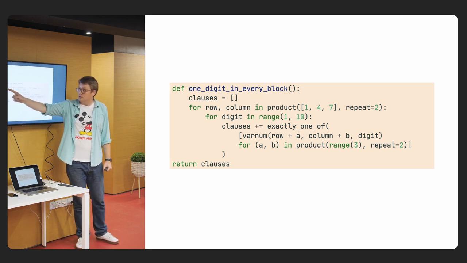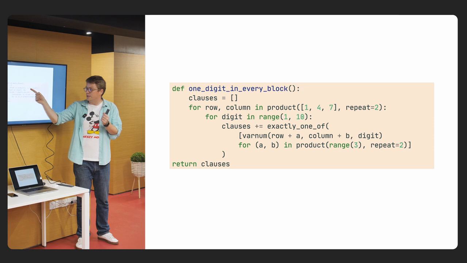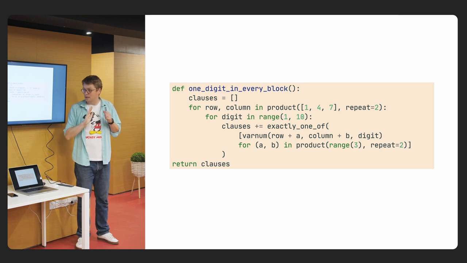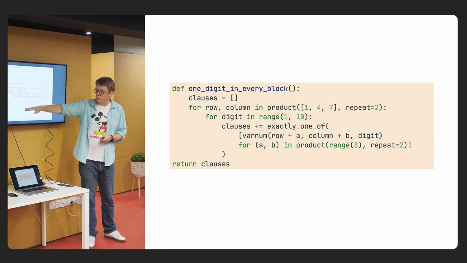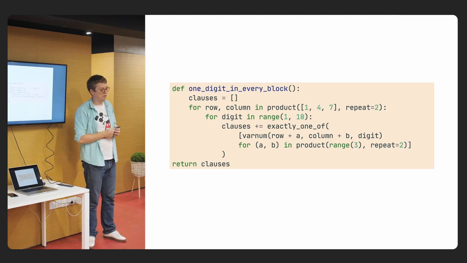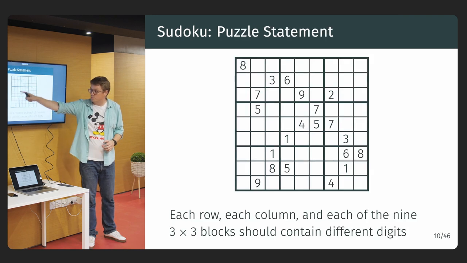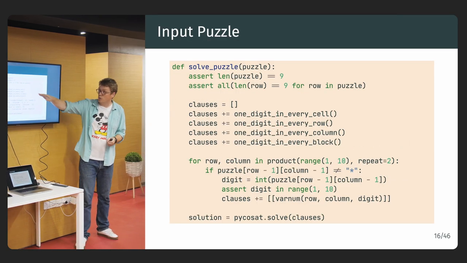We iterate through every bottom left corner of every 3x3 block, and we state that the corresponding block must contain exactly one occurrence of each digit. Note that before this point, what I was telling the SAT solver is some general rules of the game of Sudoku, but I haven't actually used any of the particular digits. It is only at the last stage that I'm going to introduce them, and let me show you how it is done. So this is given a puzzle.